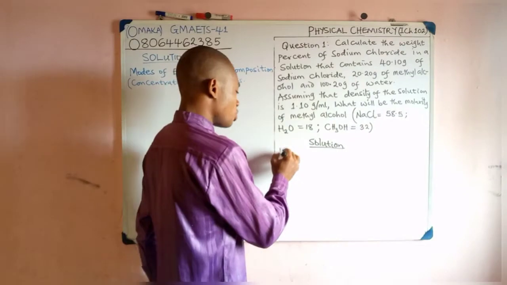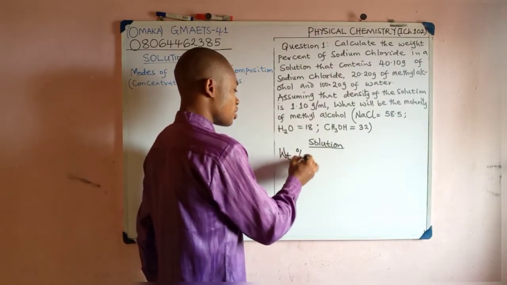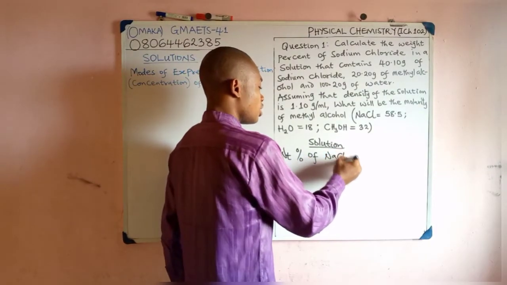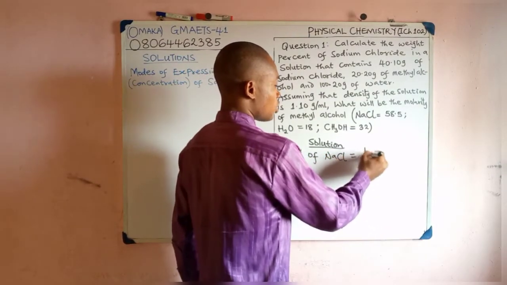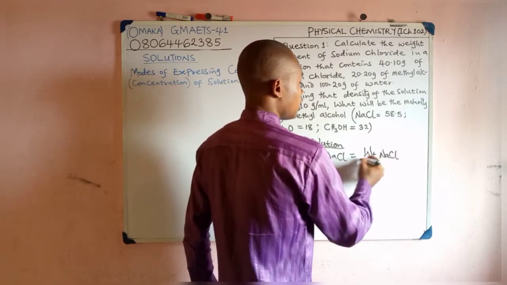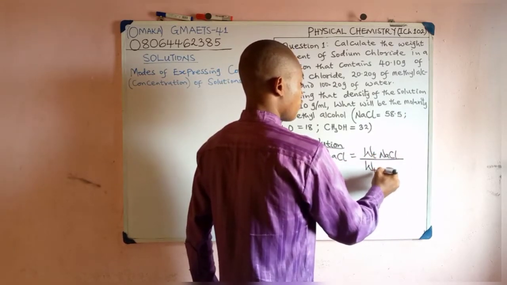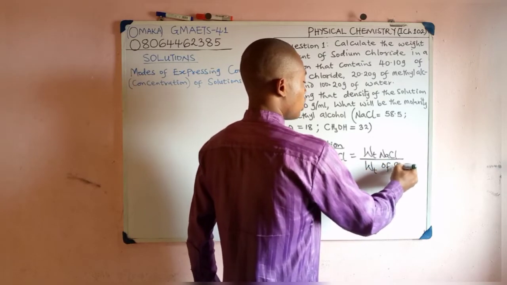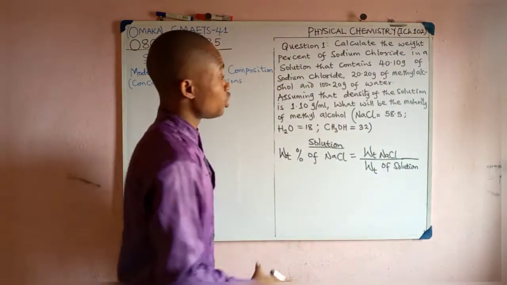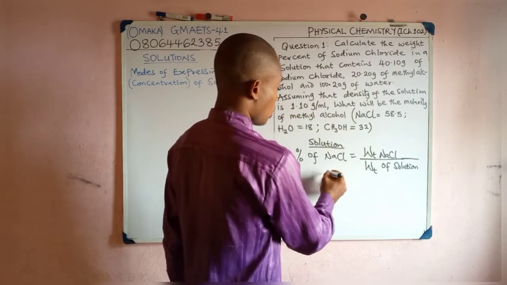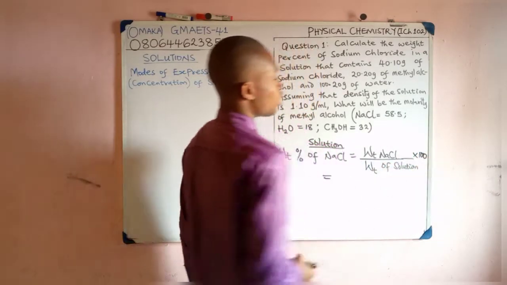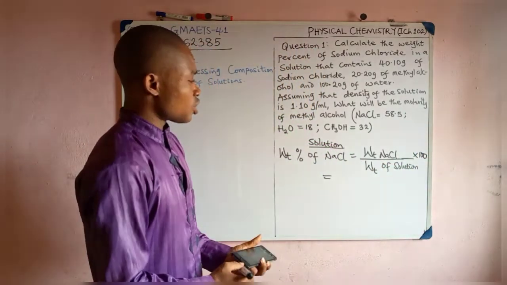And so we write weight percent, I'm going to abbreviate, alright? Weight percent of sodium chloride is equal to weight of sodium chloride divided by weight of solution. All we need to do is to add the weight of the components of the solution. Remember I need to multiply this by 100 to express it in percentage. And so we move on.